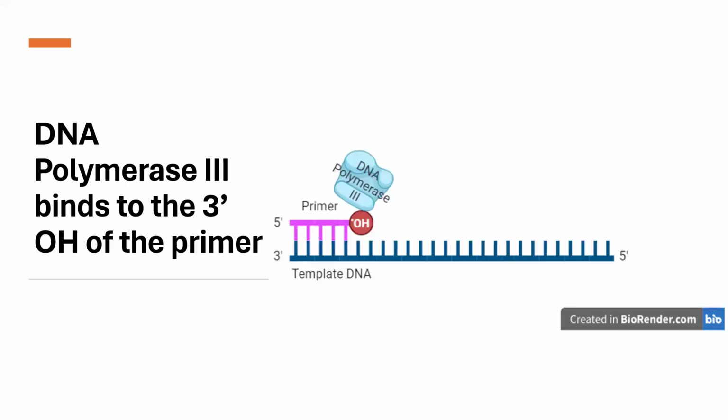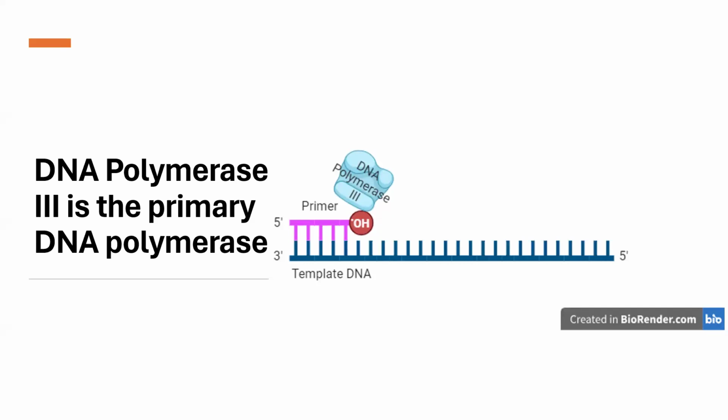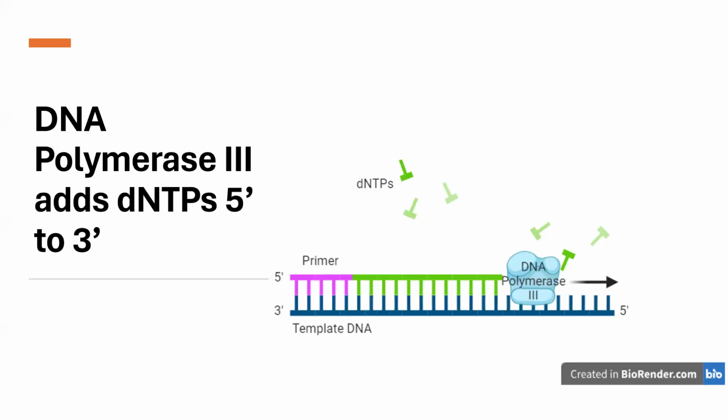Primers are somewhere in the range of 10 to 20 base pairs. And that's going to give a place for DNA polymerase 3 to bind onto. If there was no OH group there, it wouldn't be able to add bases, and that's why that primer is required. DNA polymerase 3 is our primary DNA polymerase, and it's going to start polymerizing in that same 5' to 3' direction. It's going to take up these DNTPs and add them to the new strand, moving in the direction that the fork is opening.